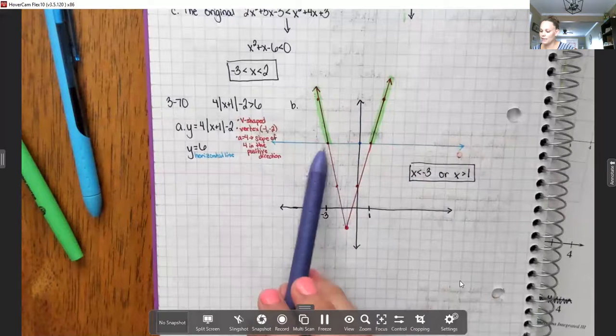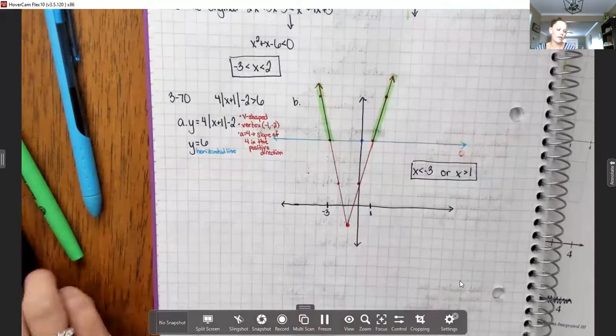So again, to determine that, I was asking when is the V above the line?